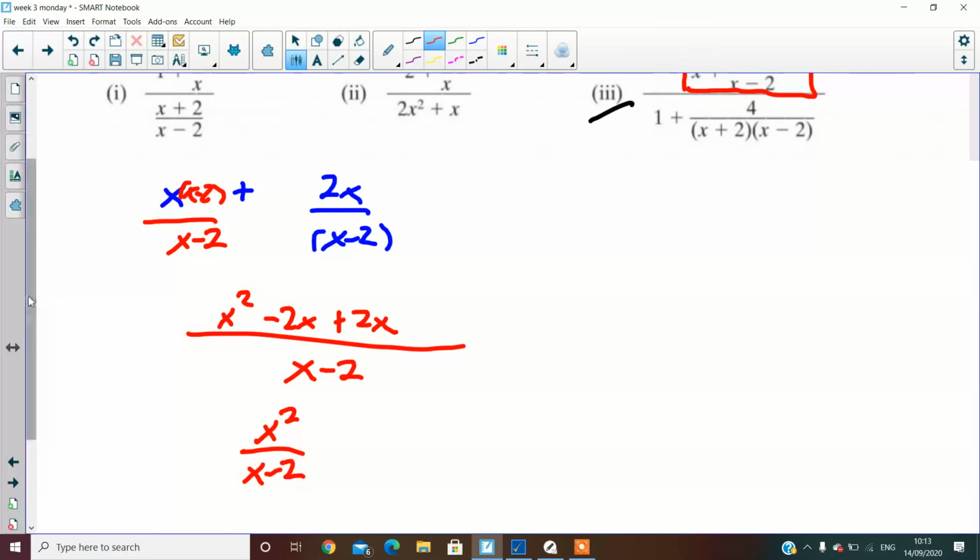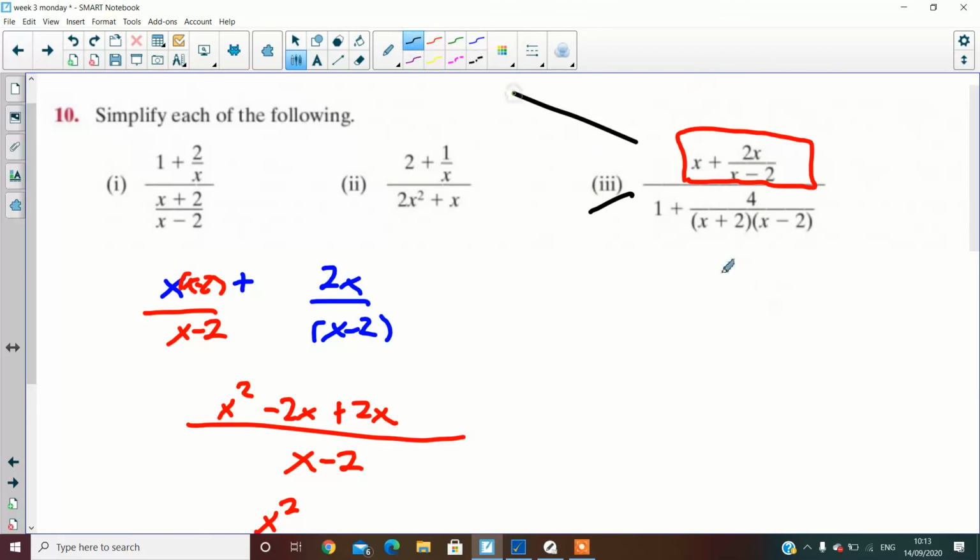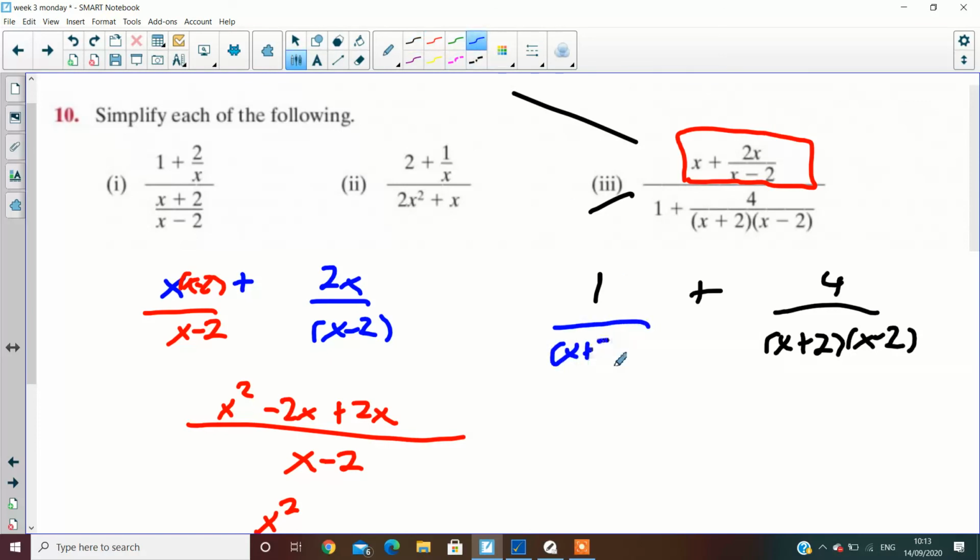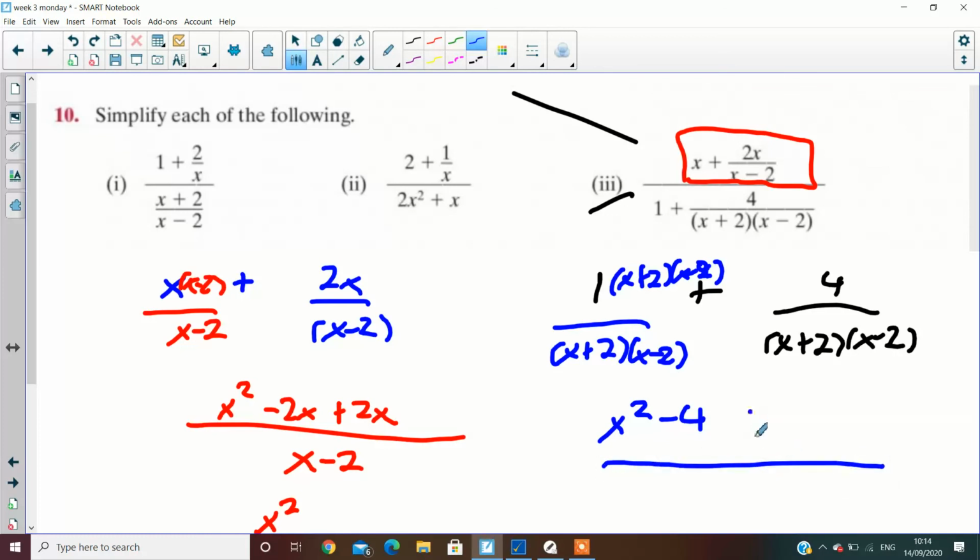Okay. The denominator, similar job, we'll do it in black. 1 plus 4 over x plus 2 and x minus 2. Well, why don't I just give it an x plus 2 and an x minus 2 underneath? And if I give it underneath, I need to give it on top, yeah? Everybody cool with that? What happens when I multiply x plus 2 by x minus 2? I get x squared minus 4 plus 4 all over x plus 2 and x minus 2. What happens to the two 4s?